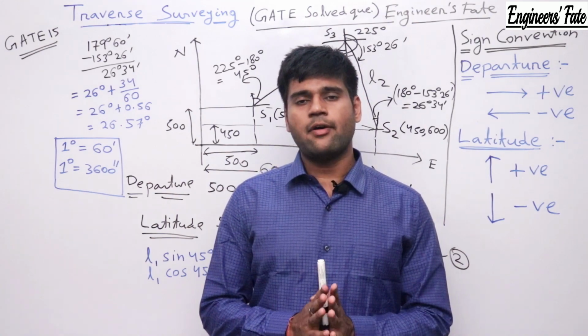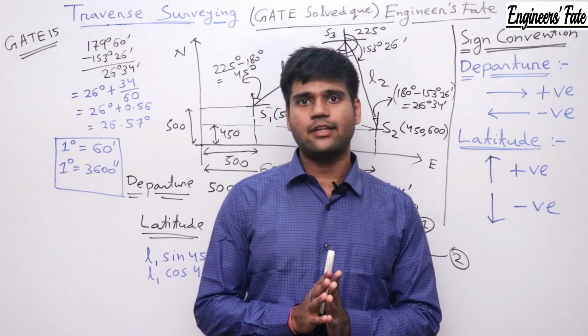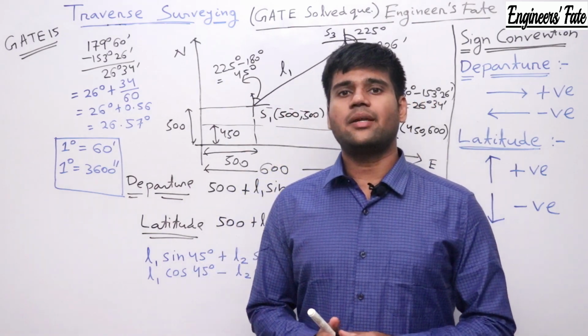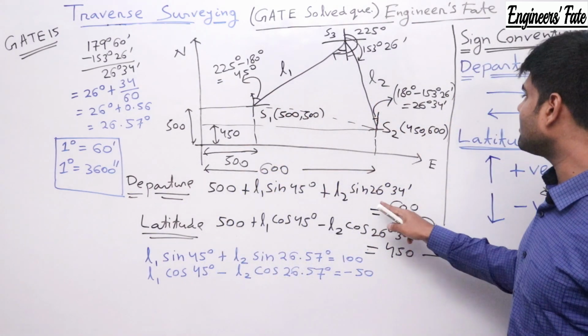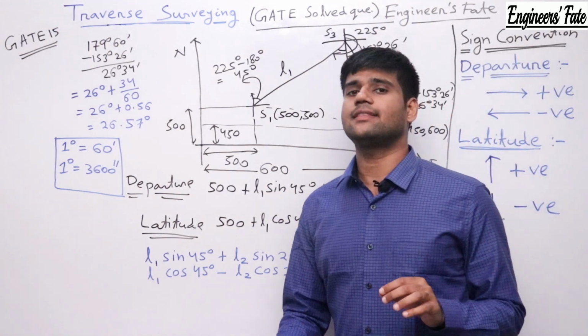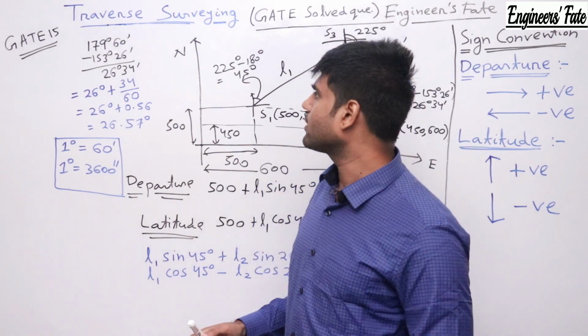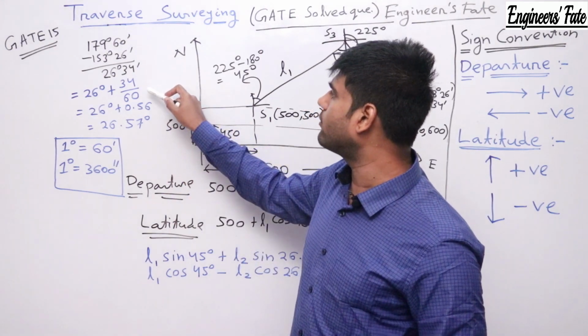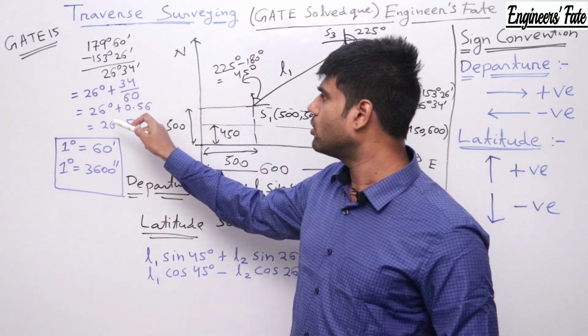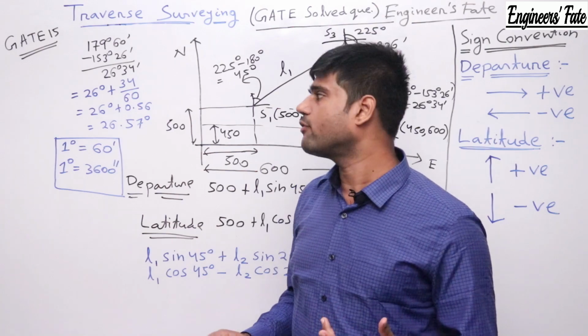I think some of you have tried to solve both equations and some of you have made a mistake. So let me tell you one thing. What is the angle here? 26 degree 34 minute. But in the GATE calculator you cannot put the value in minutes. That's why I have to convert this minute value into decimal. Okay, so how am I going to convert it?